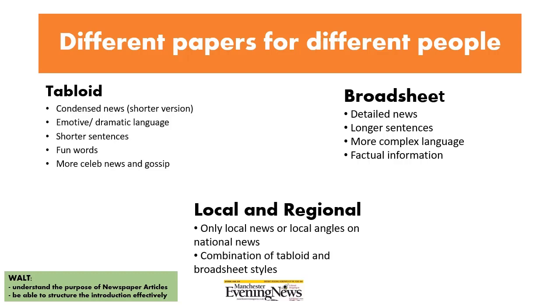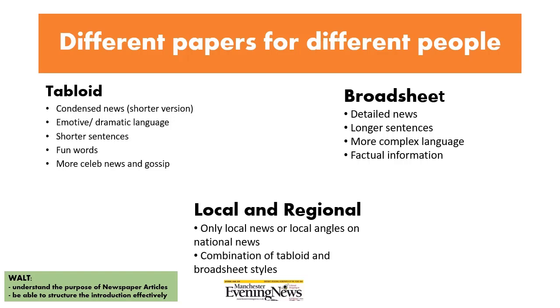The Sun, for example. Broadsheet newspapers, the news is detailed, longer sentences, there's more complex language, so the vocabulary is a little bit more complicated than a tabloid, and there's a lot of factual information.